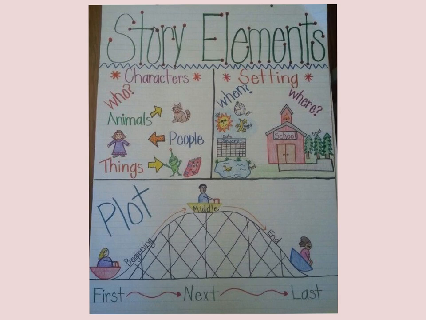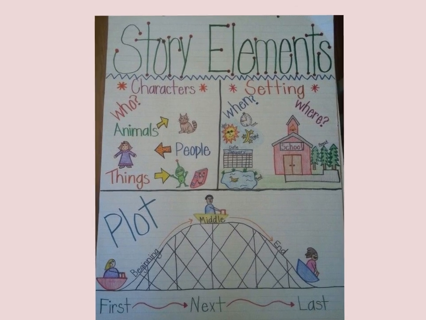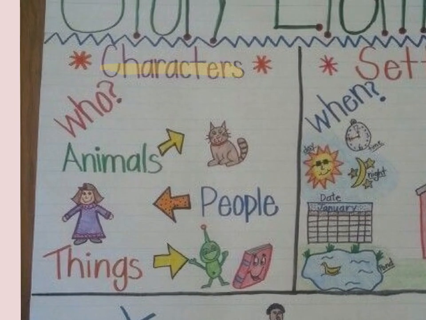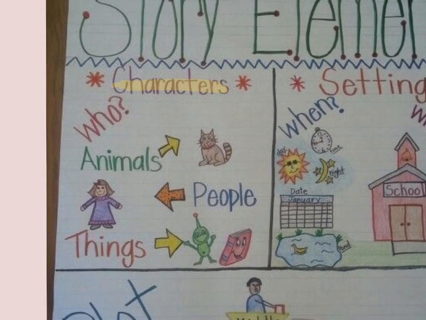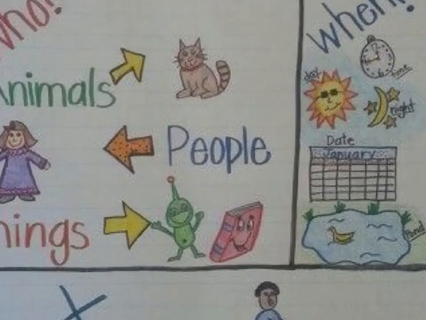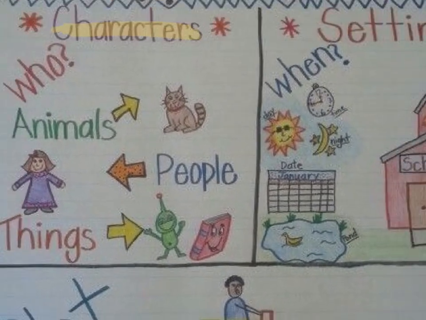So today I want to review this comprehension skill, this thing that we think about to help us understand the stories better. So we're going to talk about story elements. And this will probably sound familiar because we've gone over these before. So in story elements, we have characters. So who is in the story? Whether it's animals, people, or things. Like in this picture, there's an alien and a talking book.